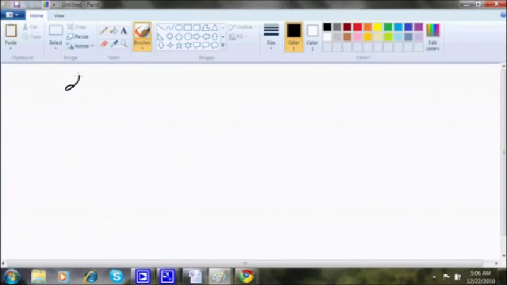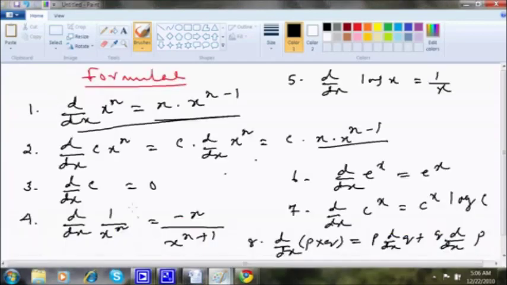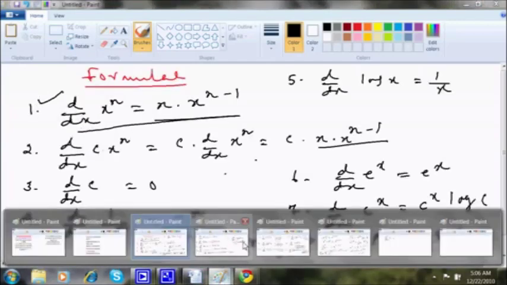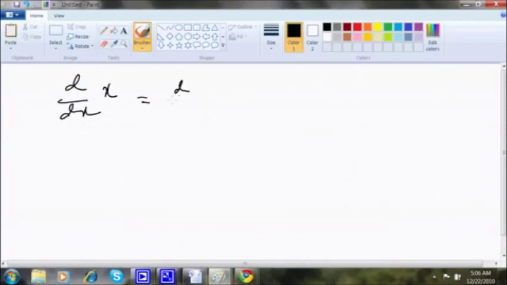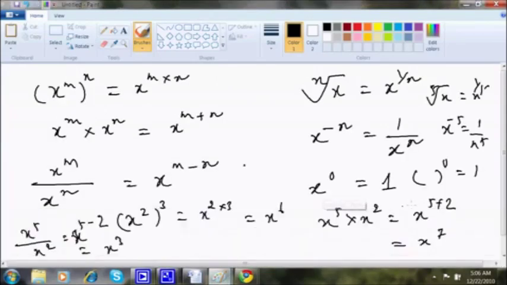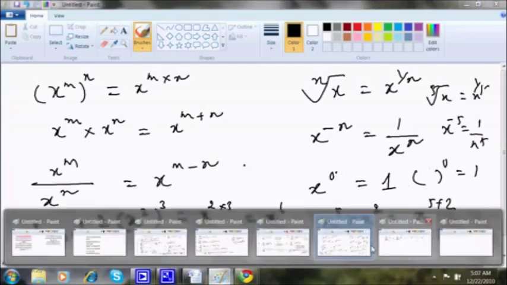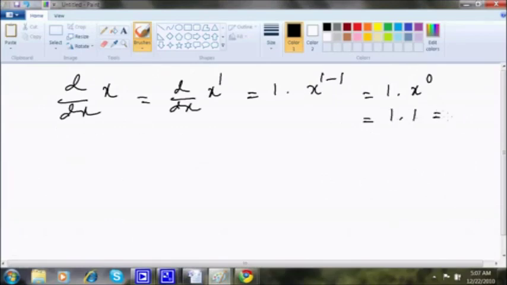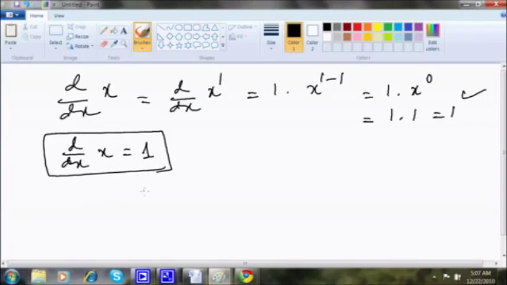Now, if I ask you, what is dy dx of x? This is actually the first formula that I'm using. So dy dx of x is nothing but dy dx of x to the power 1. So that is 1 into x to the power 1 minus 1. That is 1 into x to the power 0. And x to the power 0, I told over here that x to the power 0 is 1. So this is 1 into 1, that is 1. So dy dx of x is 1. This I can make as a new formula.